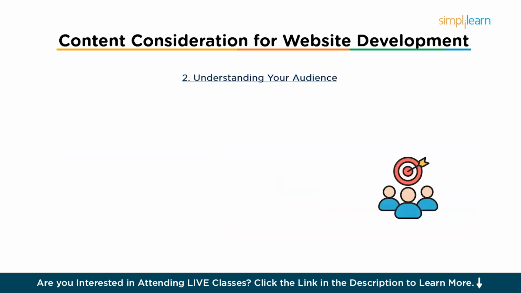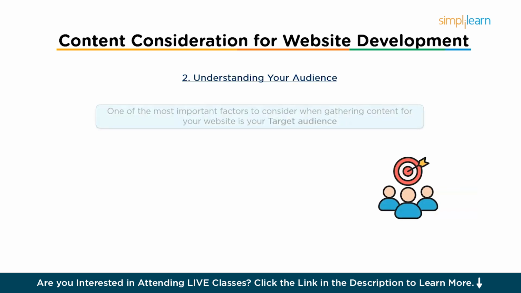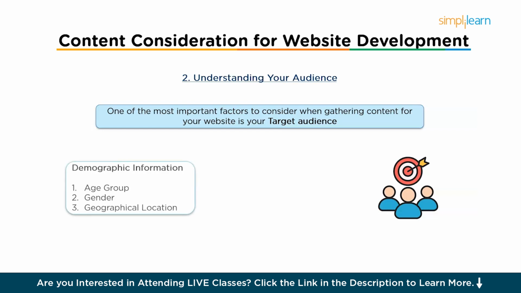The second factor is understanding your audience. One of the most important factors to consider when gathering content for your website is your target audience. Content should always be tailored to the audience you want to attract. Different types of content appeal to different audiences, and understanding your audience's needs, behaviors, and preferences will help you create relevant and engaging content. So understanding the demographics of your audience is essential in selecting the right content.